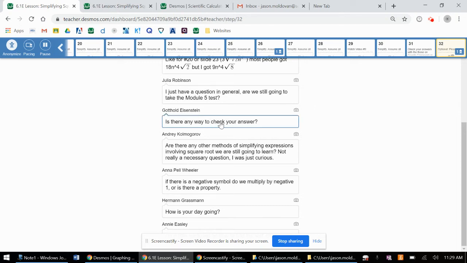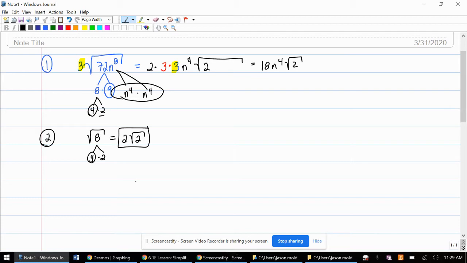And another question: is there any way to check your answer? Unfortunately, there really isn't a way to check your answer because these are expressions. But one of the things that we could look at with this one, let's make a third example.